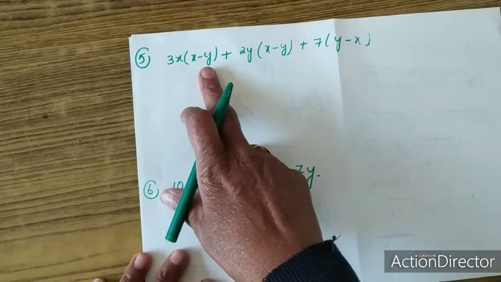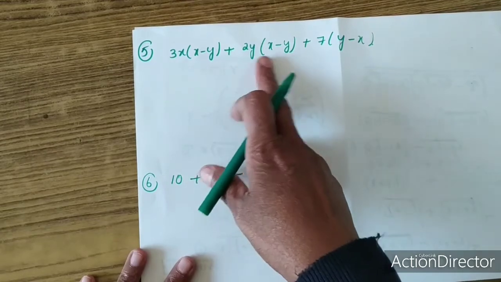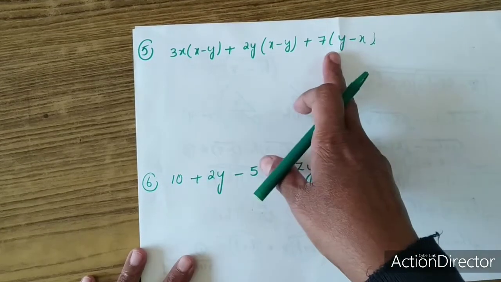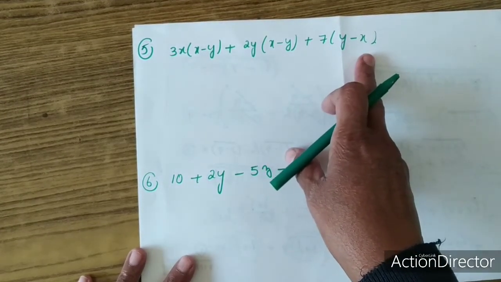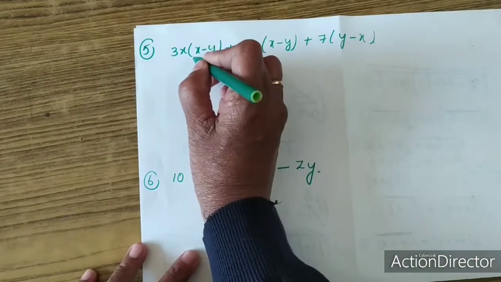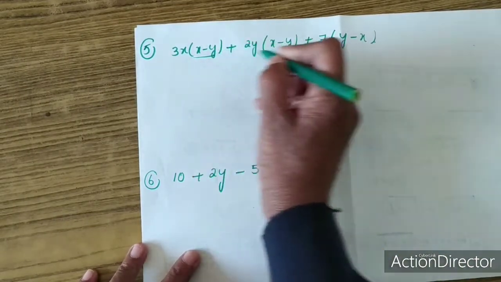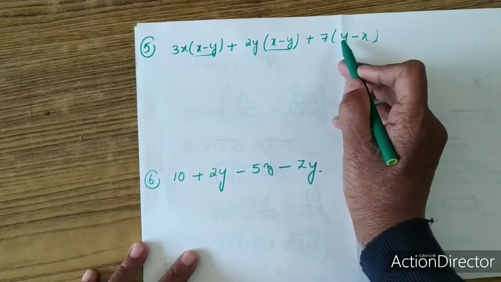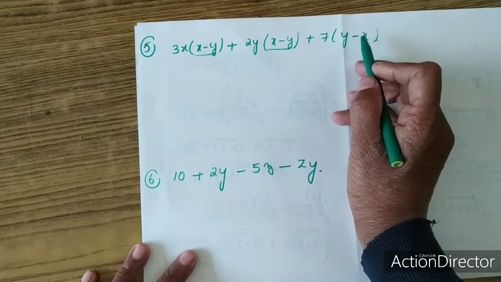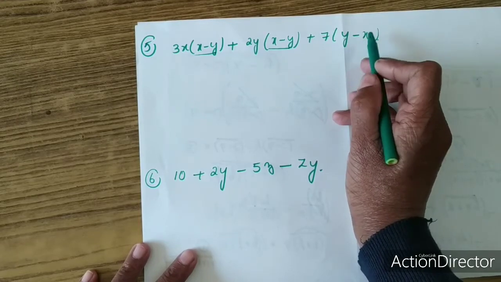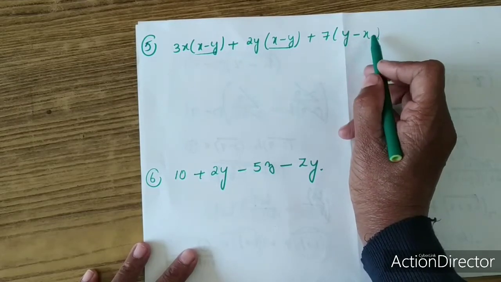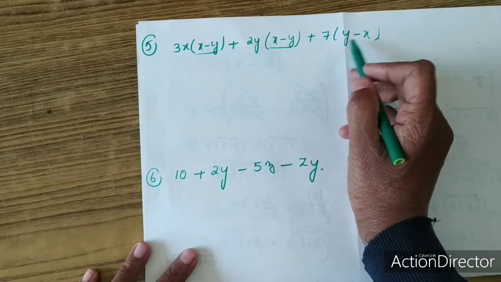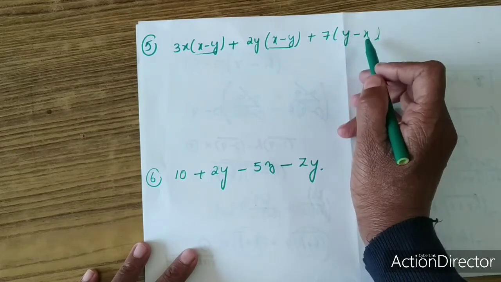Now, 3x into x minus y plus 2y into x minus y plus 7 into y minus x. Here you are able to observe, here you are having x minus y, here also I am having x minus y. But when you come over here, you are able to see I am having y minus x. But I need x minus y. So what is the opposite of y minus x? The opposite of y minus x is x minus y.